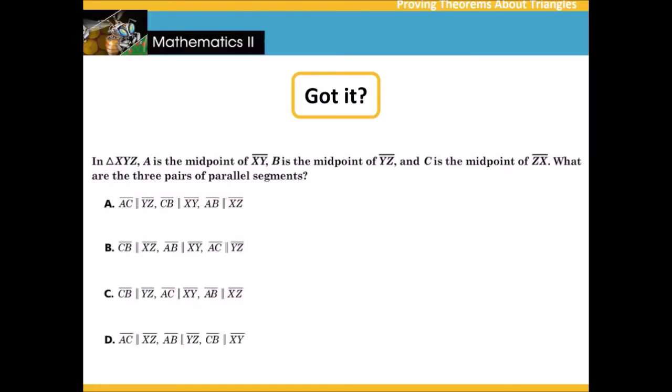In triangle XYZ, A is the midpoint of XY, B is the midpoint of YZ, and C is the midpoint of ZX. What are the three pairs of parallel segments? It might help to draw a picture.